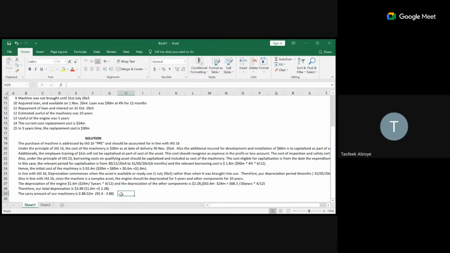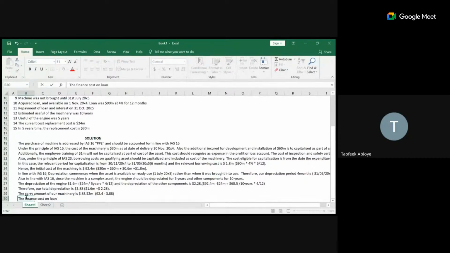So what do we have more? We don't have anything again. The only thing we have is our finance cost. How much is our finance cost? We have capitalized one, and the one we do not capitalize. Our finance cost is the same thing as borrowing cost too. Please don't let us forget. Our finance cost on loan is 1.8 million.